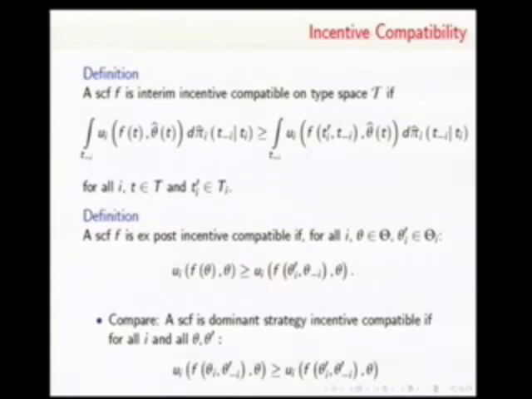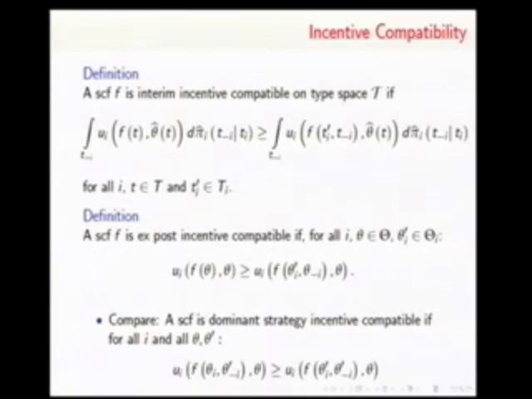An interim or a Bayesian equilibrium notion would simply say, well, given the information I have with my type, and given, therefore, the expectation that that engenders about the types of the others, I would like to tell the truth. So we're taking expectations with respect to our information and requiring the equilibrium only to hold in expected values rather than profile by profile.